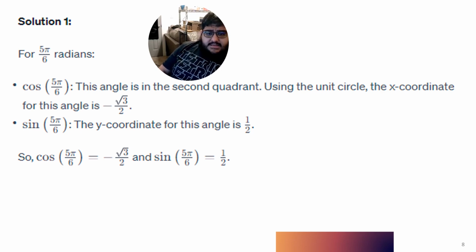So for this angle in the second quadrant, using the unit circle, the x coordinate for this angle is negative square root of 3 over 2. And for sine of 5 pi over 6, the y coordinate for the angle is 1/2. So cosine of 5 pi over 6 is equal to negative square root of 3 over 2. And sine, again, is going to be 1/2.